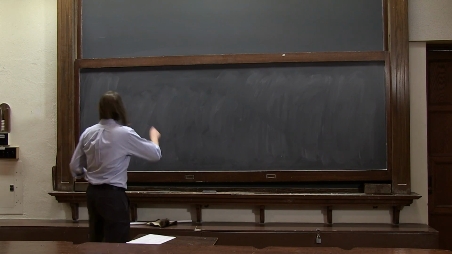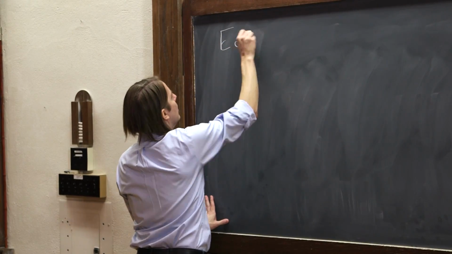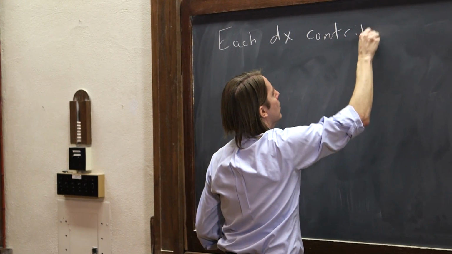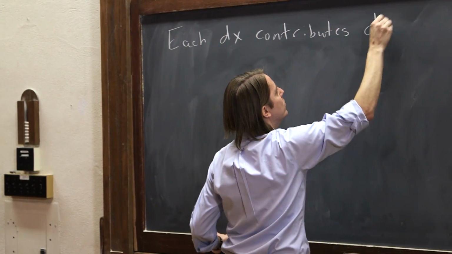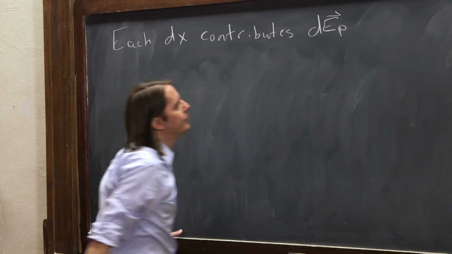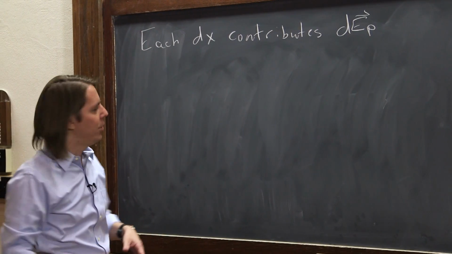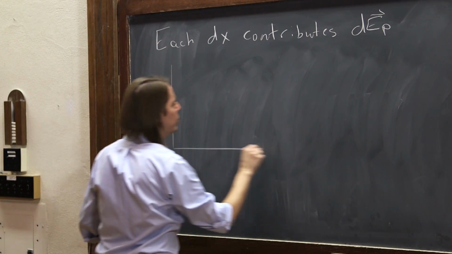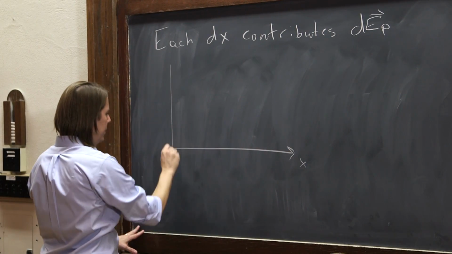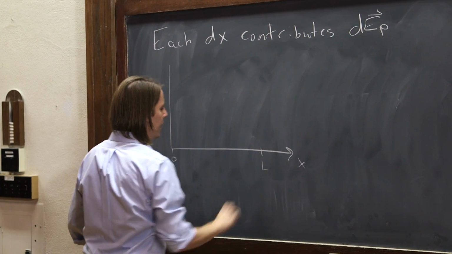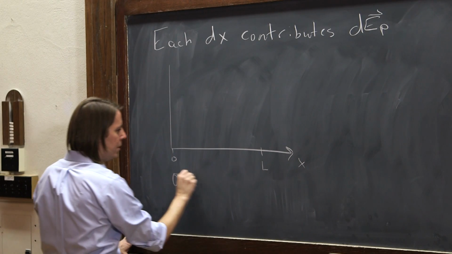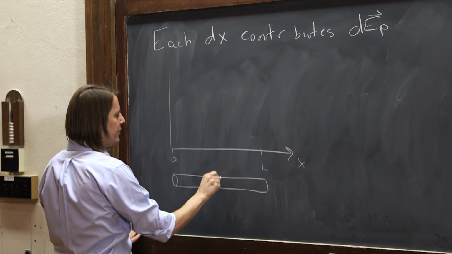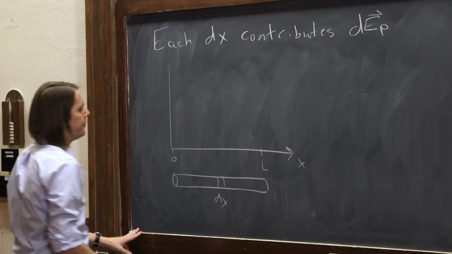So each dx contributes its own dE_P. We just have to think about how to put it all together. Let's actually plot it first and think about it. If we were to say, here's the x-axis again, from 0 to L, that means your rod is basically sitting here, and your little dx was somewhere in the middle.